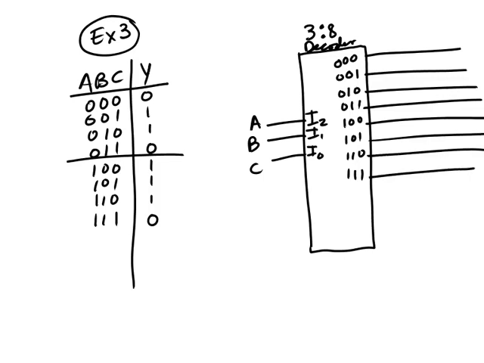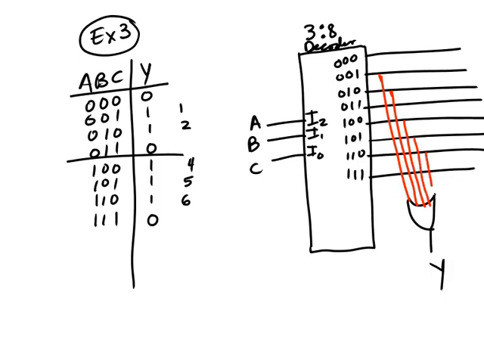Well, I'm going to first put my OR gate down here. I'm going to OR together these minterms. And I want minterm 1, minterm 2, minterm 4, 5, and 6. So I want to OR all of those minterms together to get my output y. So I'm going to pick off minterm 1, minterm 2, minterm 4, minterm 5, and ORed with minterm 6.